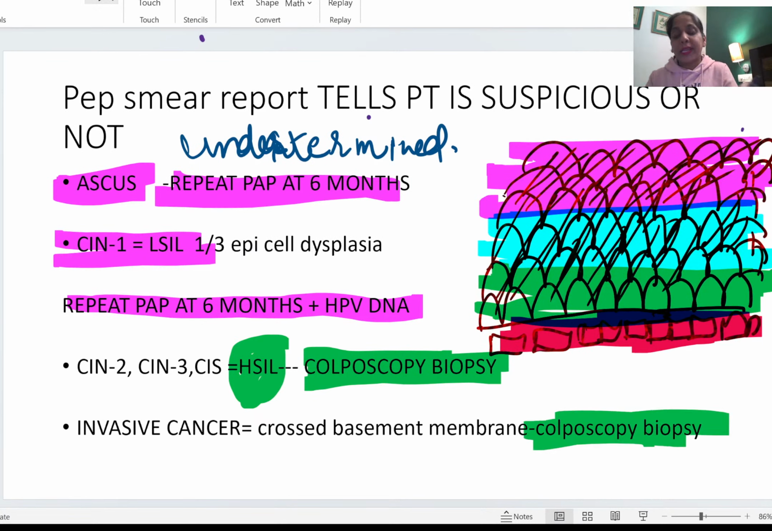So again I will tell you, if the report comes of ASCUS or CIN1, then we have to repeat the pap smear after 6 months. If the report comes HSIL, high squamous intraepithelial lesion, or CIN2, 3, CIS or invasive cancer, then we have to confirm our pap smear report by the confirmative diagnostic test, colposcopy biopsy.